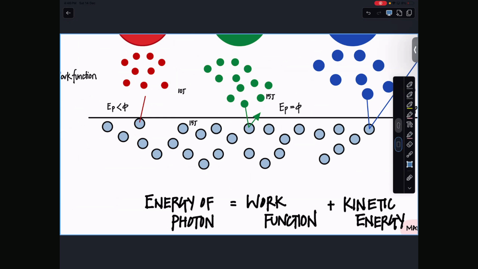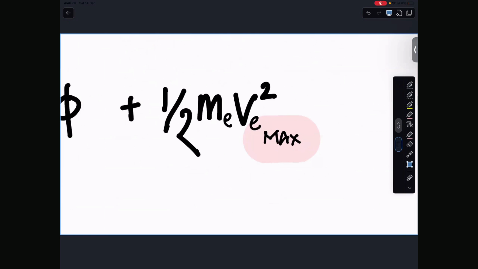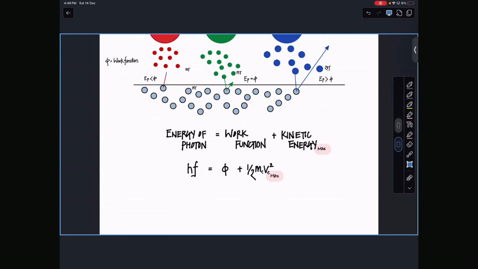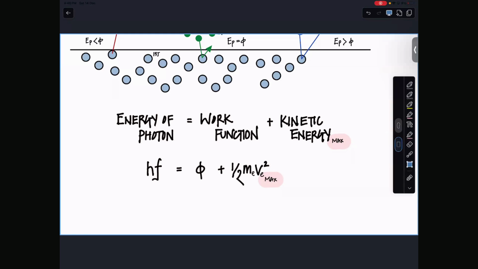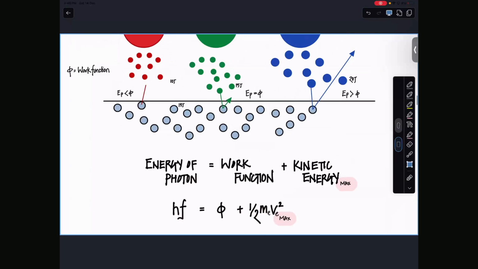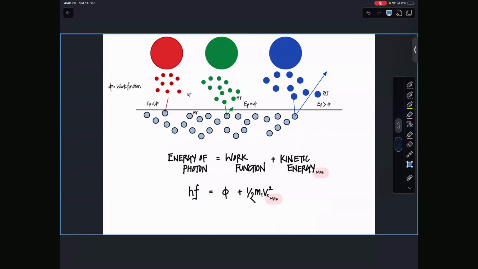Once in a while, you might find one with this maximum value. And that means that electron was right at the surface in your emission process. It had nothing to interact with, okay? And yes, that is the equation for your topic. With this equation, you can solve 80% of the questions you get. HF equals phi plus half mv squared. I will give you some notes on this if you want to copy, but before that, tell me if you have any questions. Do you need any clarification?